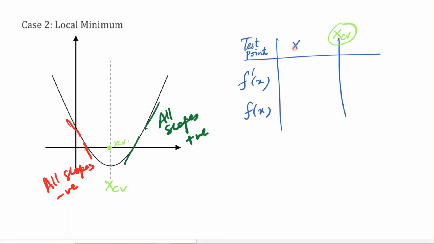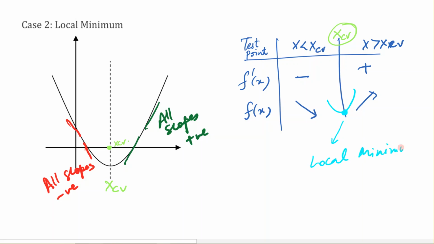So on the left hand side of the critical value, all the slopes are negative. It means the function is decreasing. On the right hand side of the critical value, all the slopes are positive. It means the function is increasing. And we get something like this. The curve is like this. So this tells us that here we have a point of local minima. So local minima would happen at this critical value, and that point would be xcv.